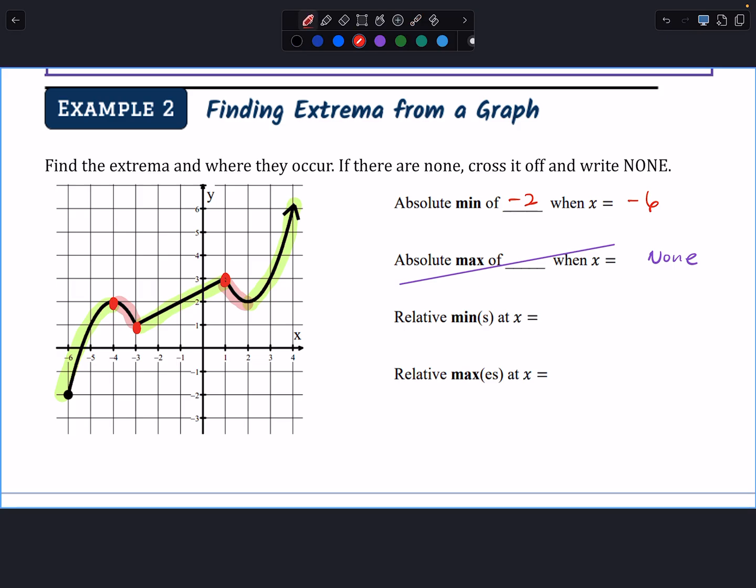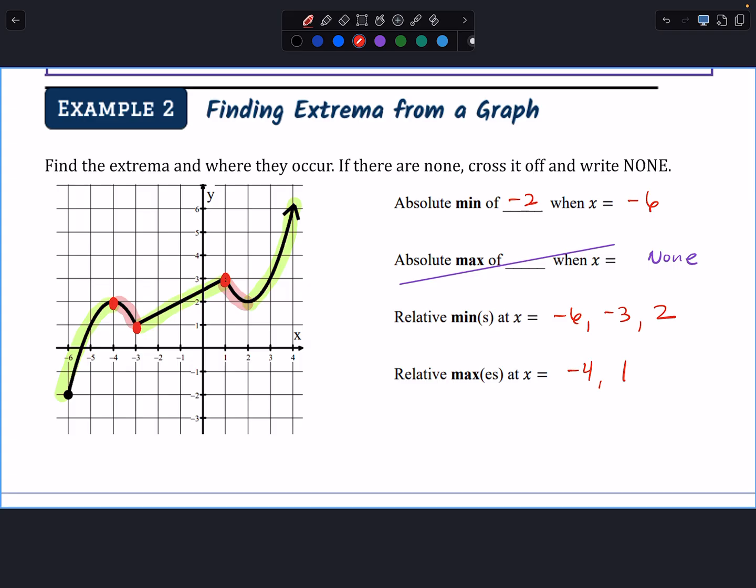So we're gonna say x equals, that's at -6. Where else is a minimum where it switches from decreasing to increasing? -3. Anywhere else? 2. Good. Where are my maxes? -4 and 1. Cool.